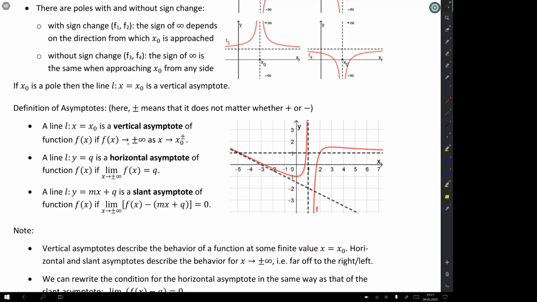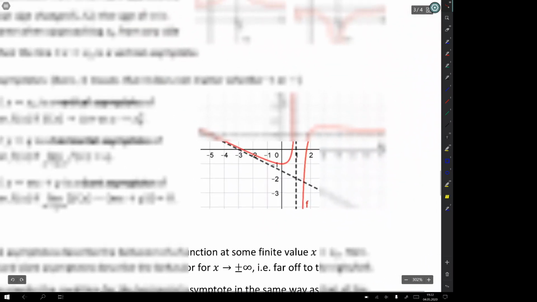Then we have horizontal asymptotes, as we see here. This means we have a line y equals q, q here 1. This is the case, we have a horizontal asymptote, if the limit of f going towards plus or minus infinity is q. The function value goes towards q, so the graph approaches this horizontal line y equals q. And then there is a third type of asymptote, slant asymptote, as we see it here.